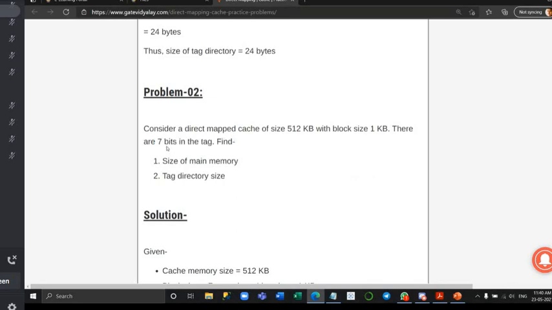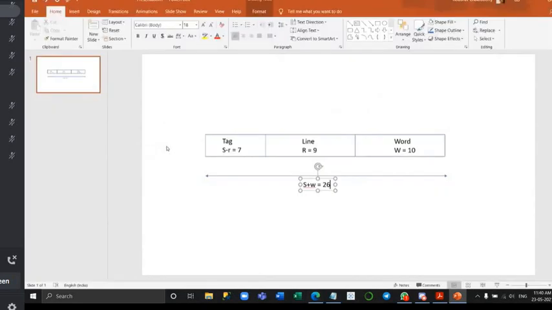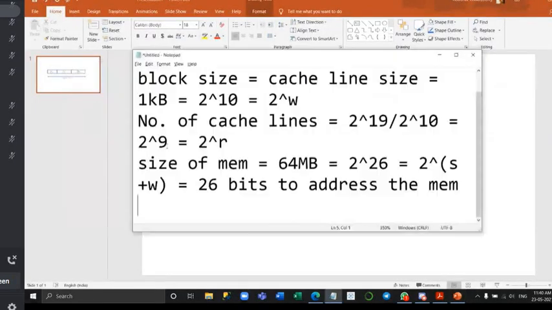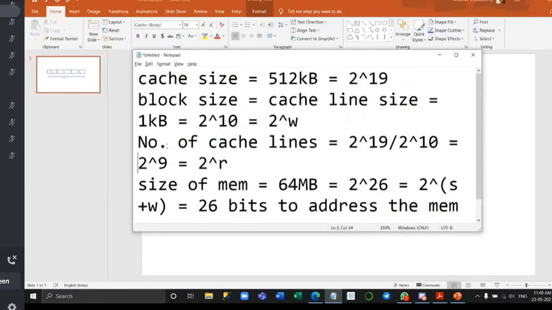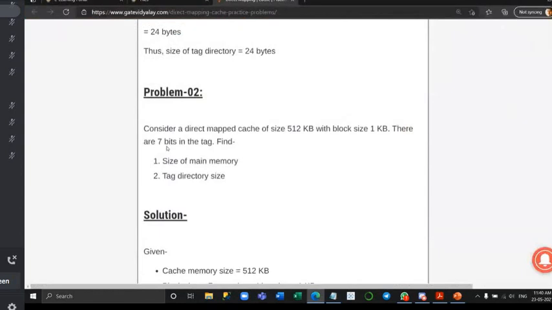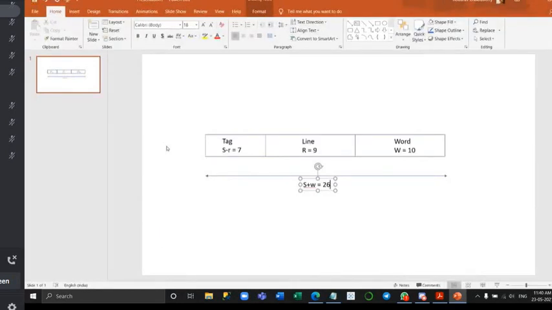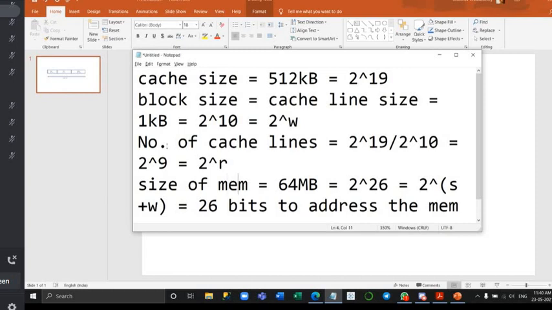From the cache size and the block size, we got that W equals 10. From the cache size and the line size, we divided and found the number of cache lines, so we got the value of R, the number of bits used to represent the line, as 9. So we got tag 7, line 9, and word 10. In total we got 26 bits to represent the entire address, so we can raise 2 to that power and find the size of the total memory. 2 to the power 26 means 64 megabytes. 2 to the power 20 is megabytes, and 2 to the power 6 means 64.